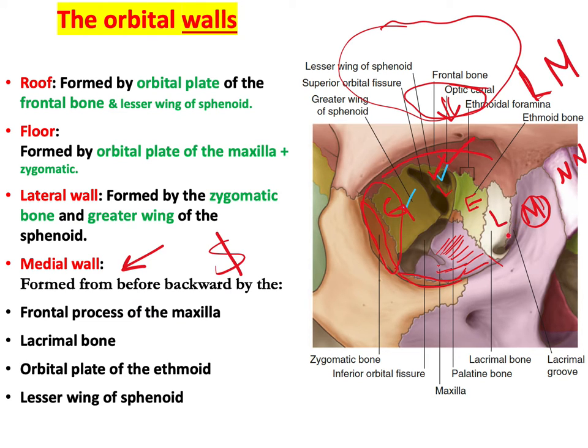This is number 1. Number 2, there is a groove here, which is very important. You cannot forget it, called the lacrimal groove. And you may know that the lacrimal groove is formed by the lacrimal bone, and you see part from the maxilla, in which the lacrimal sac is located here. Anyway, the lacrimal groove is formed by two bones, maxilla and lacrimal, so it's easy now to remember it.